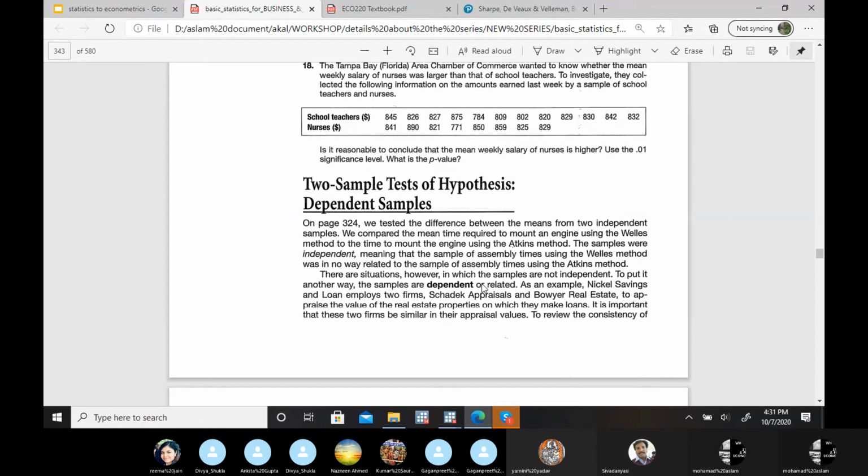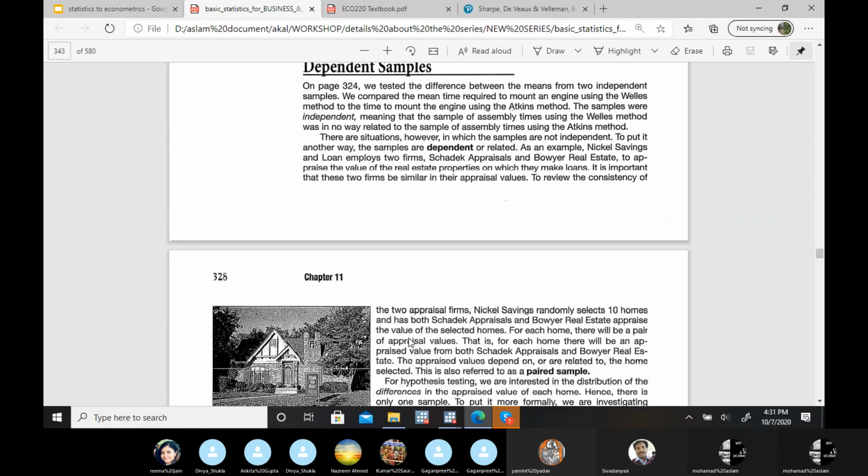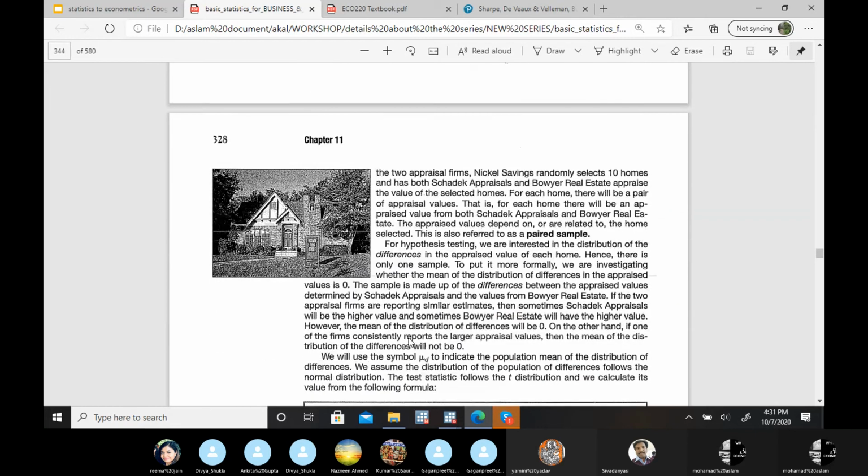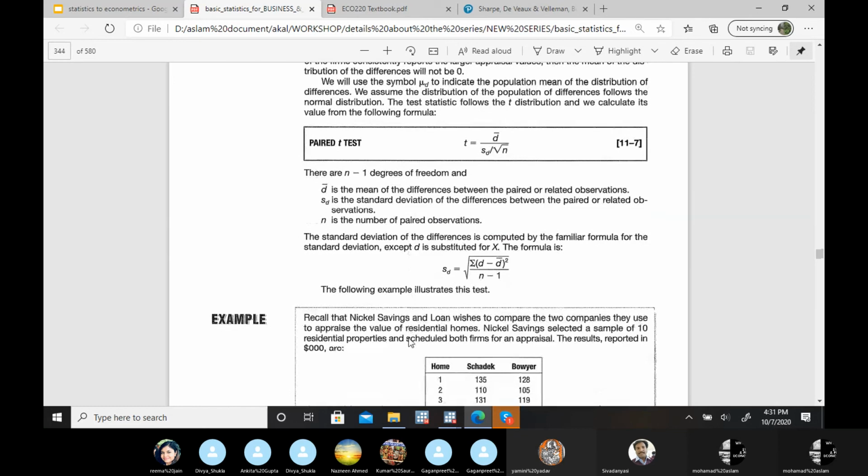To put it another way, if the sample is not independent, one sample is there and you are trying two variables, we call that the dependent sample case. It's a paired sample. So this is the formula now. D is the difference between the two pairs, like in this case the average mean score of science and the average mean score of maths. That difference is the D, the mean of the differences between the paired or related observations. SD is the standard deviation of those differences, and N is the number of paired observations.